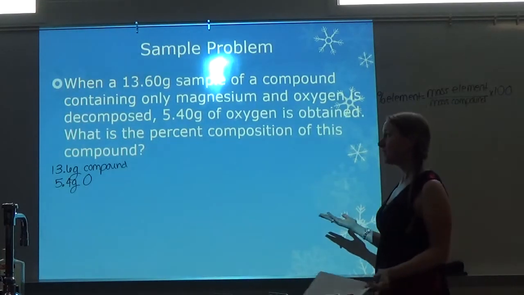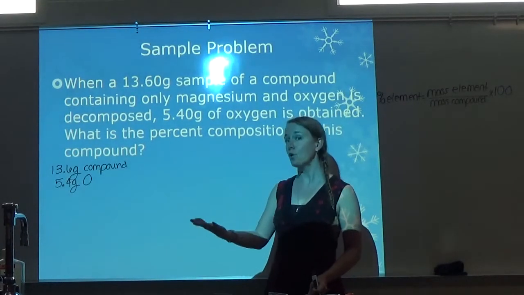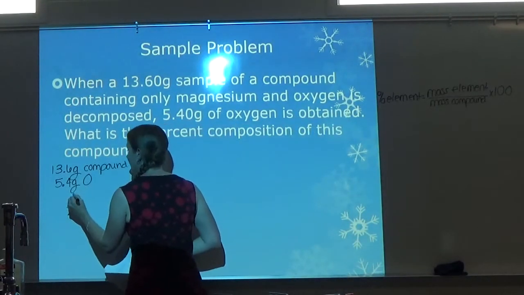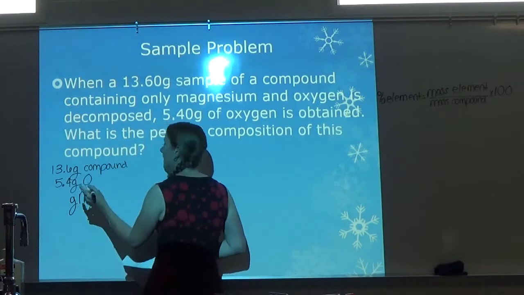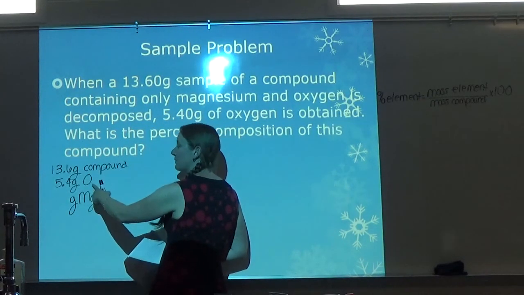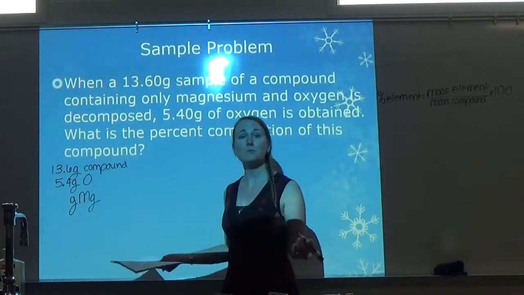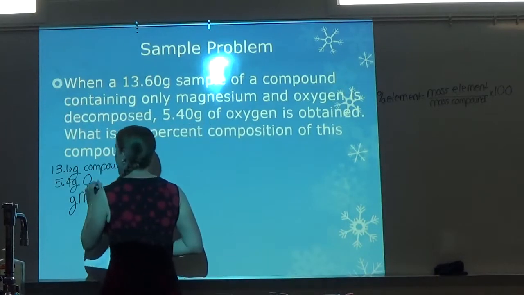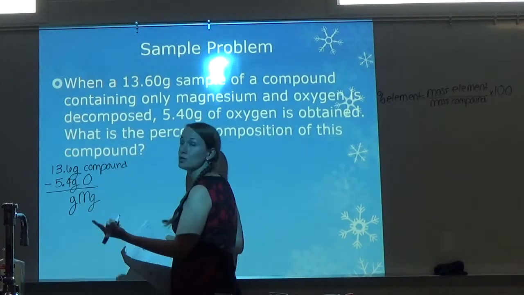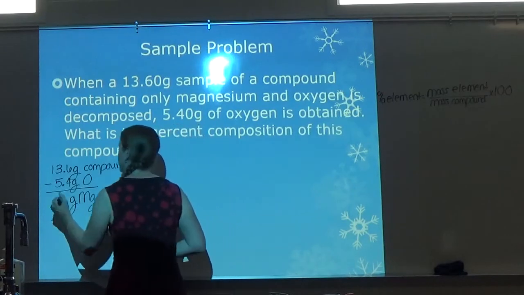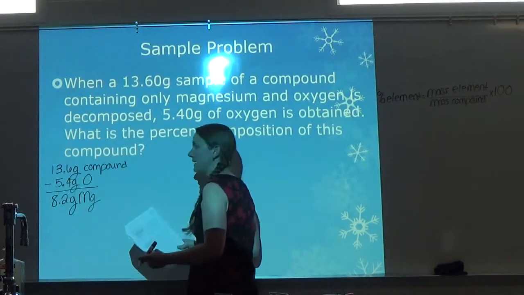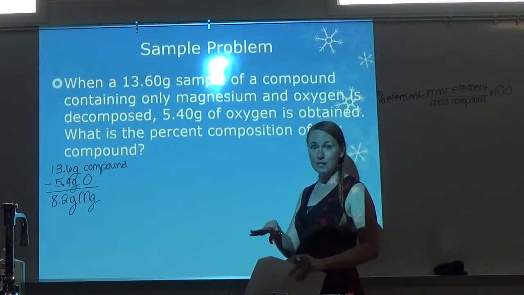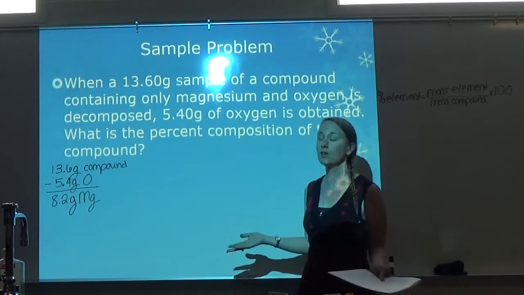Well, when you're doing percent composition, you need to know the mass of the whole compound and the mass of all the elements. So it says it only contains magnesium and oxygen. It gave me the whole compound and it gave me just the oxygen, but I'm missing how much magnesium I have. Well, since it told me it only has magnesium and oxygen, I can just subtract these two numbers to get my magnesium. And so once I subtract those, I get 8.2 grams of magnesium. Okay, so if you know the whole compound and just part of your elements, but you're missing one of the elements, you can just subtract to figure out your other element.